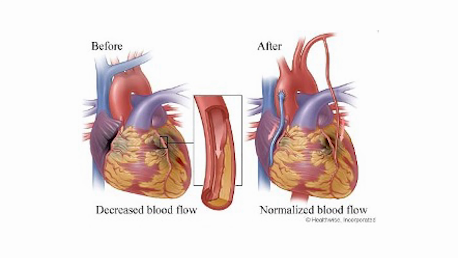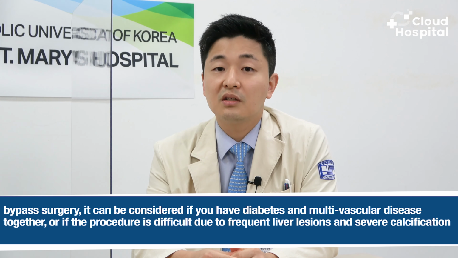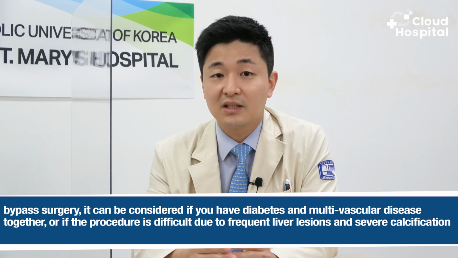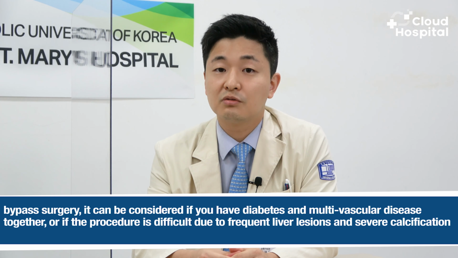However, in the case of very severe conditions or multivascular disease, surgery may be performed by bypassing the heart by connecting new blood vessels that can replace the narrowed coronary arteries. In the case of bypass surgery, it can be considered if you have diabetes and multivascular disease together, or if the procedure is difficult due to frequent lesions and severe calcification, and if the patient has undergone stent treatment in the past and the disease recurs extensively.